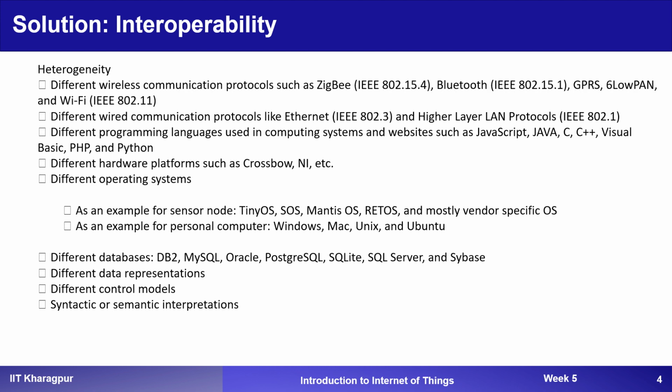Now, why exactly do we require this interoperability? The major concern is heterogeneity. The devices which are deployed in an IoT environment may follow different wireless communication protocols such as Zigbee, Bluetooth, GPRS, 6LoWPAN and Wi-Fi. They may follow wired communication protocols such as Ethernet, higher layer LAN protocols, all those things.